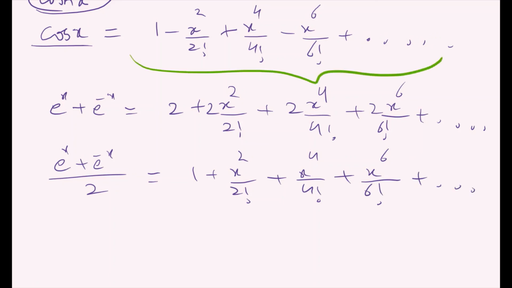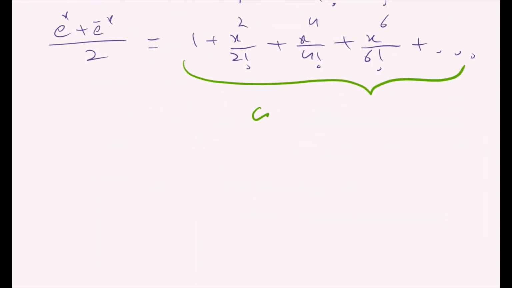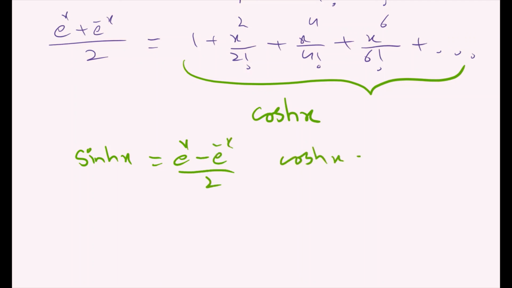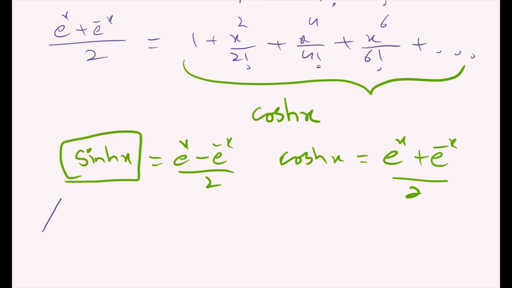The cos x series and this series resemble each other except for the alternating signs in cos. So this was named cosh x, and that is how sinh x equals e power x minus e power minus x by 2, and cosh x equals e power x plus e power minus x by 2. Because they almost resemble the trigonometric functions, the name sine is allocated here for this hyperbolic function.